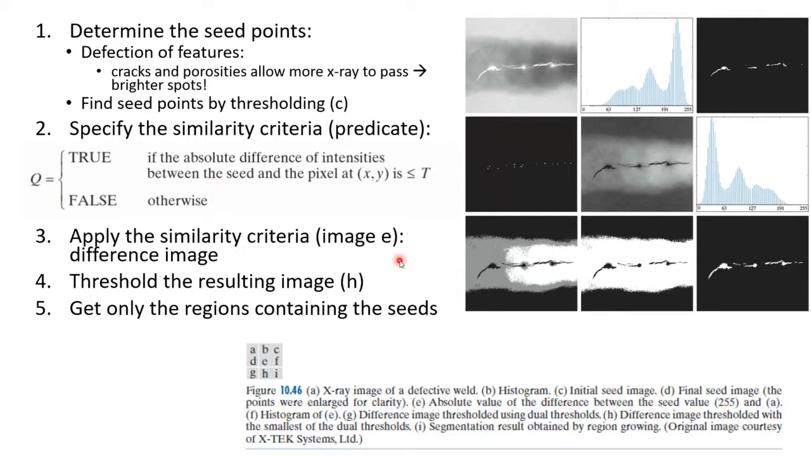Apply the similarity criteria, threshold the resulting image, and get only the regions containing the seeds. And I just forget about the other regions, right? That's a very direct method, very, very powerful. Another important method is region splitting and merging.